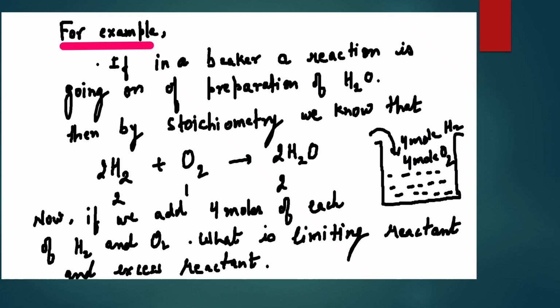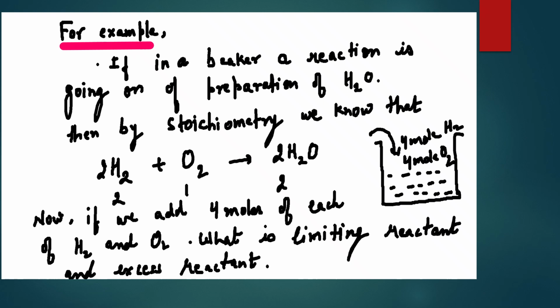Now let's understand with this example. If in a beaker a reaction is going on for the preparation of H2O, then by stoichiometry we know that 2 moles of H2 react with 1 mole of O2 to give 2 moles of H2O. So by the balanced equation, 2 moles of H2 when react with 1 mole of O2, give 2 moles of H2O.